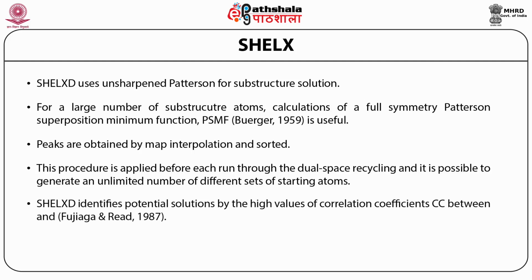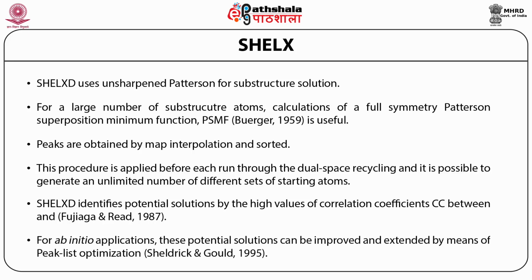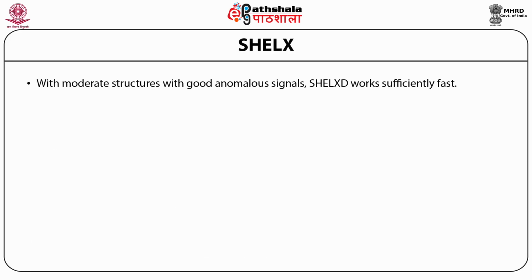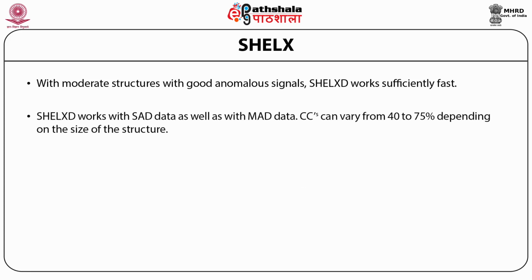SHELX-D identifies potential solutions by the high values of correlation coefficients, CC. For ab initio applications, these potential solutions can be improved and extended by means of peak list optimization. With moderate structures with good anomalous signals, SHELX-D works efficiently and fast. SHELX-D works with single wavelength anomalous diffraction data as well as multi-wavelength anomalous diffraction data. Here, the CCs can vary from 40 to 75% depending on the size of the structure.